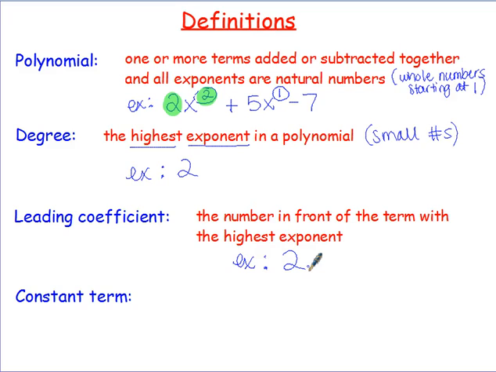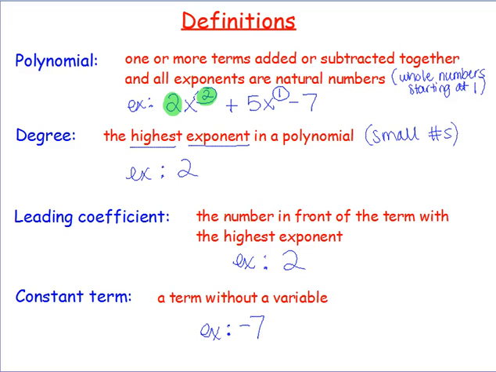And finally, constant term. This is a term that does not have a variable. So if we look at our polynomial, this first part has a variable, the second part has a variable, but this part does not. So the term without the variable in our example is not just the number 7, it's the number -7. So those are our first 4 vocab words. Hopefully there's no problems there.